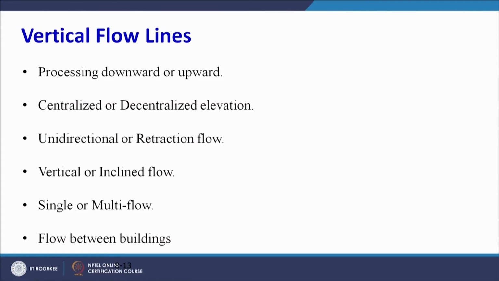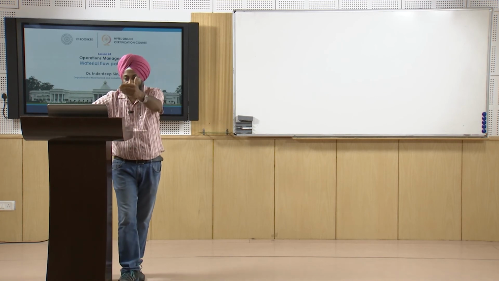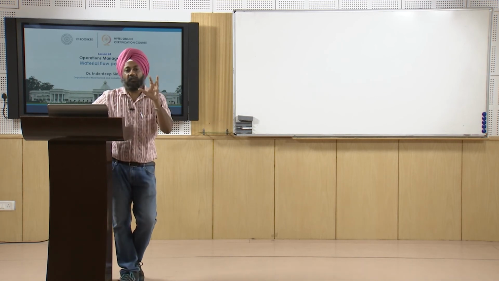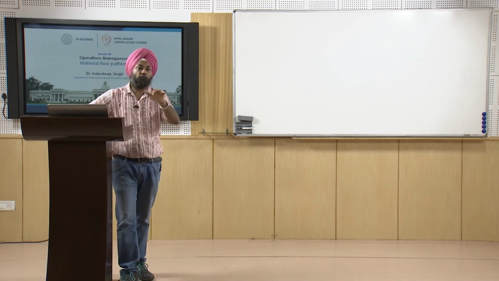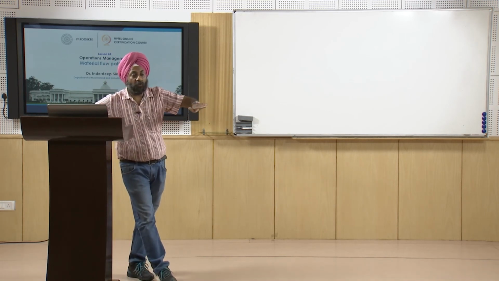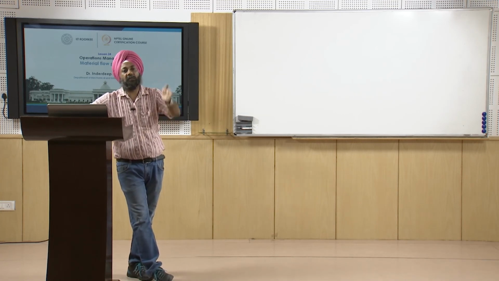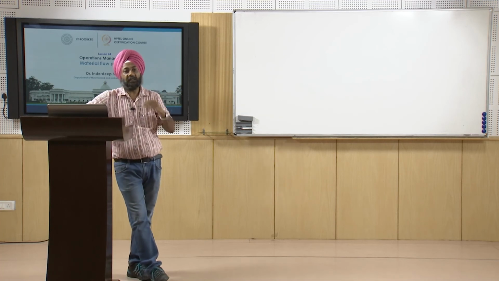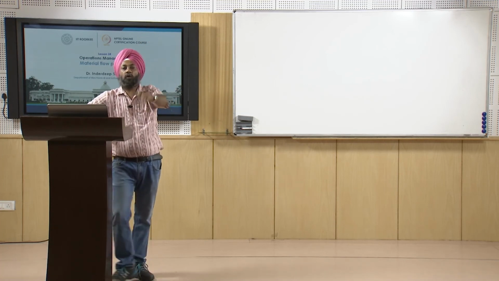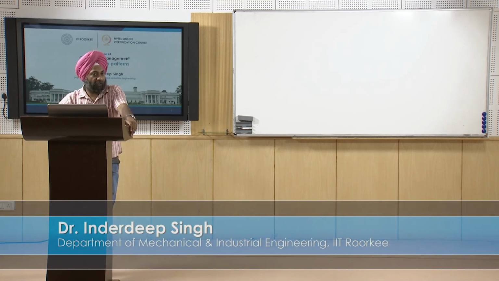Processing downward or upward, centralized or decentralized elevation, unidirectional or retractional flow, vertical or inclined flow, single or multi-flow, and then flow between the different buildings also. Each one can be explained in detail, but this is just to give you an idea that the material flow we usually take in a horizontal direction only, but in many industries you will have a material flow in the vertical direction across the various floors of the organization or the factory or the building.